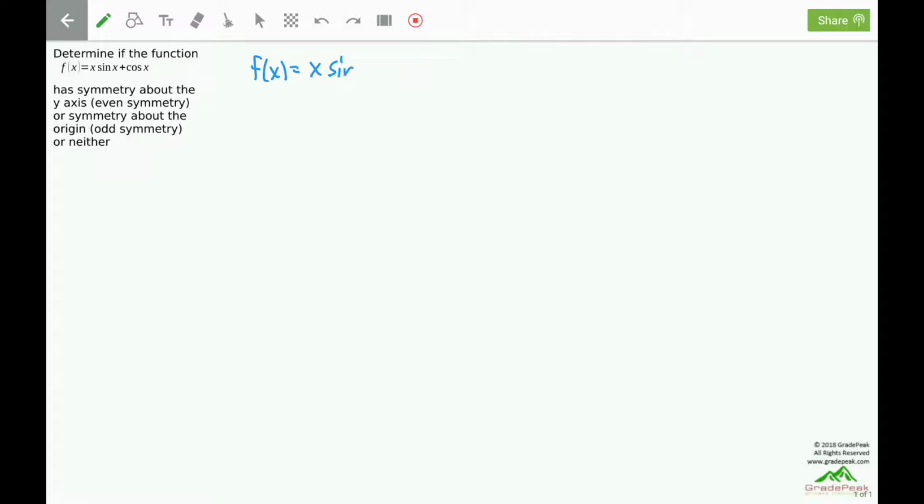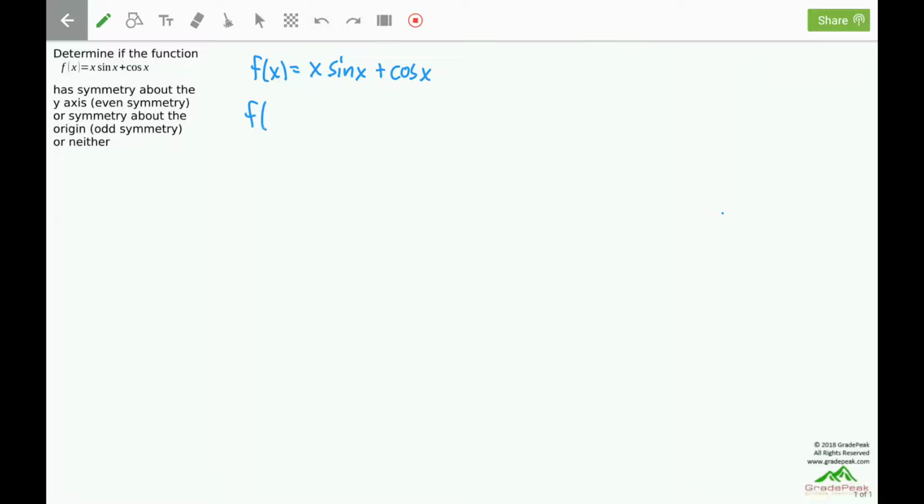f of x equals x times the sine of x plus the cosine of x is made up of an odd power, which has odd symmetry, times a sine of x, which also has odd symmetry. Odd times odd will have even symmetry, plus the cosine of x, which has even symmetry, and even plus even will be even. Therefore, this is expected to have y-axis even symmetry.